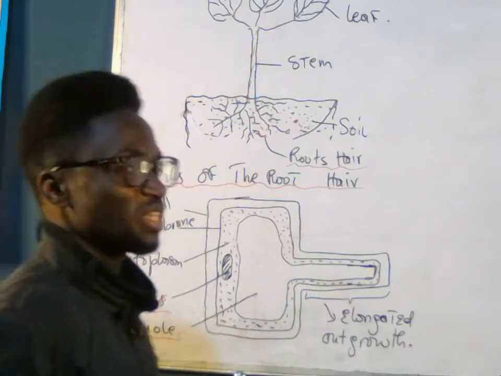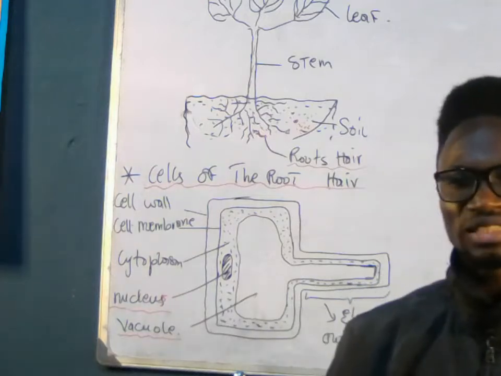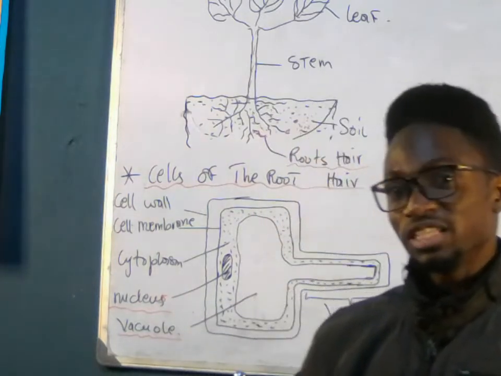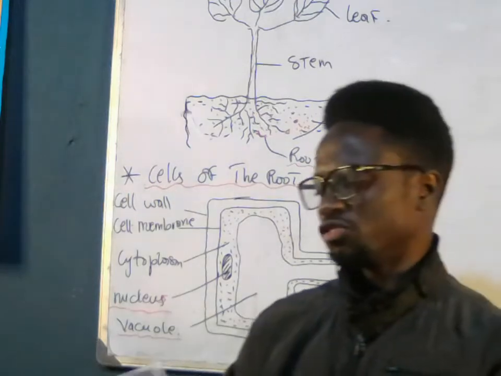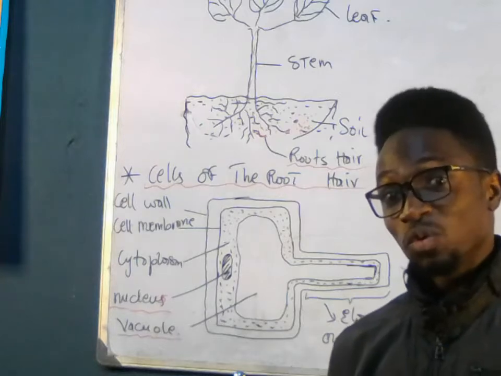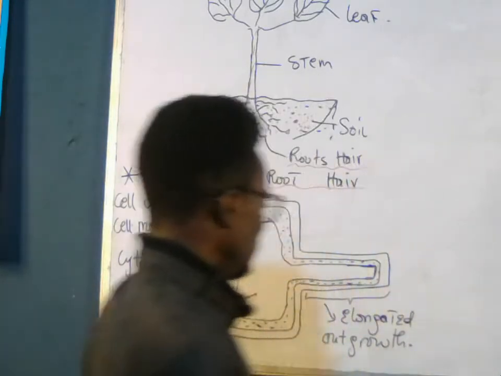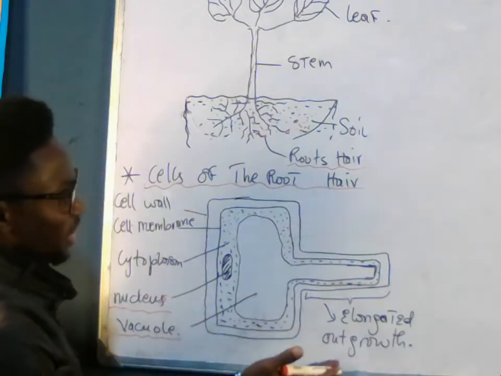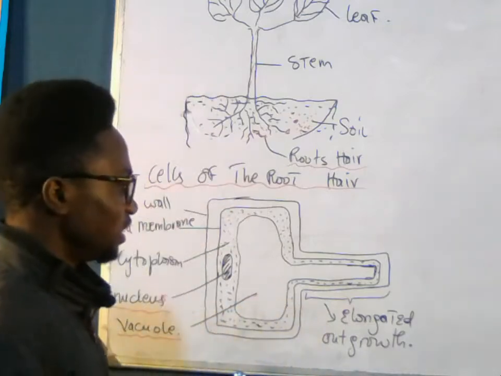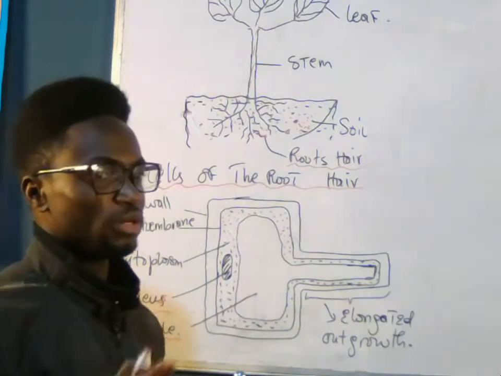The other thing is the absence of chloroplast. A chloroplast is where the chlorophyll is found, and the function of chlorophyll is to absorb light for photosynthesis to take place. We don't need any chloroplast in the root hair cells, because there's no need for photosynthesis. This part is already underground, so it doesn't have chloroplasts.